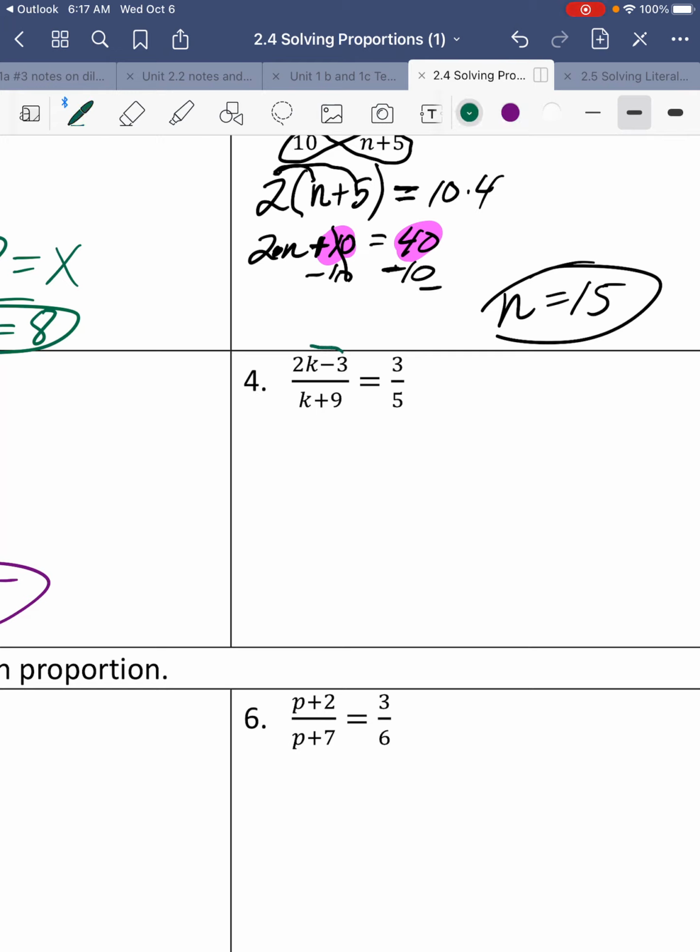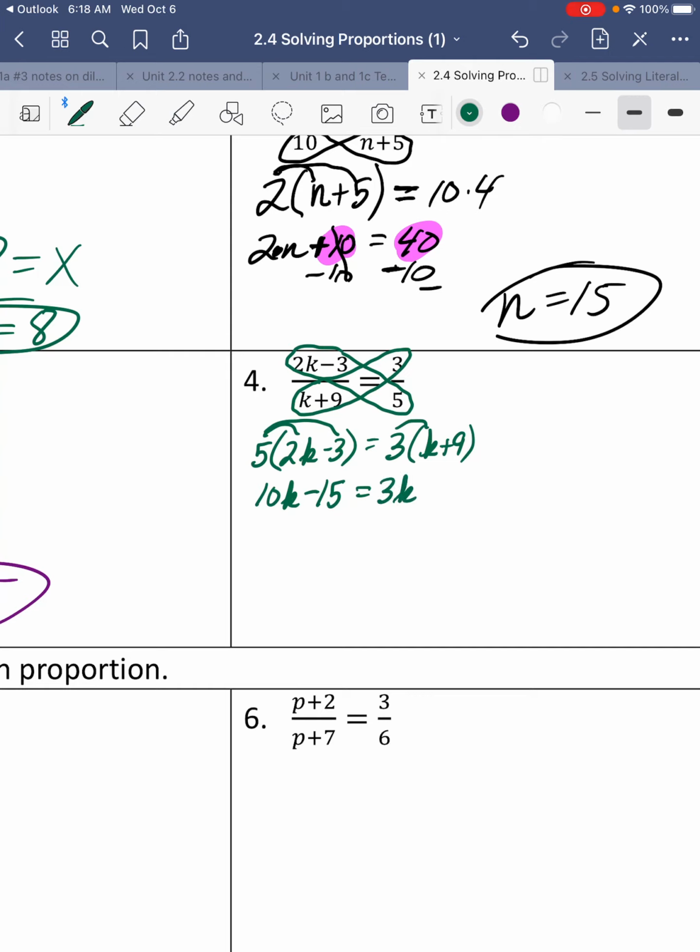Next, we have 2k minus 3 times 5. So again, I'm going to put the 5 on the left. 2k minus 3 equals, another binomial times a monomial. So 3 times k plus 9, 2 terms that are binomial. Looks like we have double distribution that we have to do. So it's 5 times 2k, 10k. 5 times a negative 3 is a negative 15, so I write minus 15. 3 times k is 3k. 3 times a positive 9 is a positive 27, so I write plus 27.